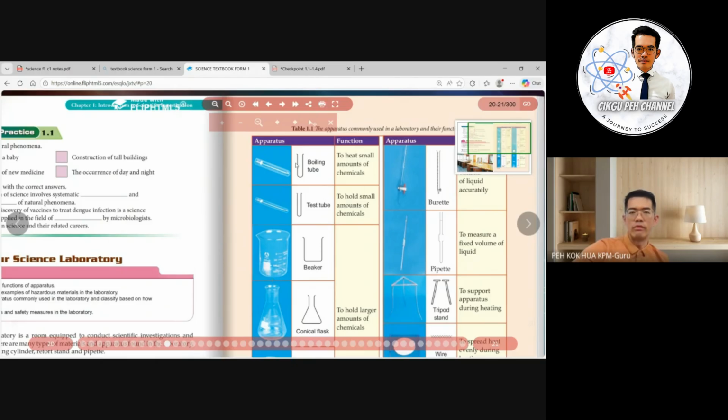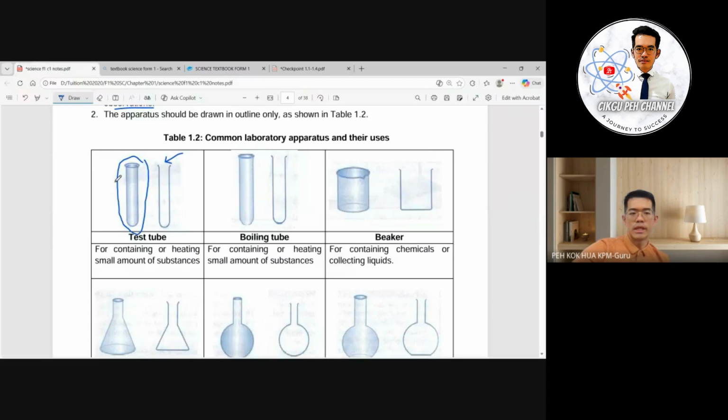Okay, so if we're referring to the textbook, the textbook tells us that the first one, test tube, is more on containing. You can cancel out heating, for containing small amount of substance. So now cancel out heating for the first test tube. You just write for containing small amount of substances.